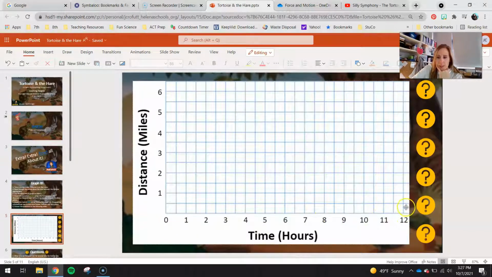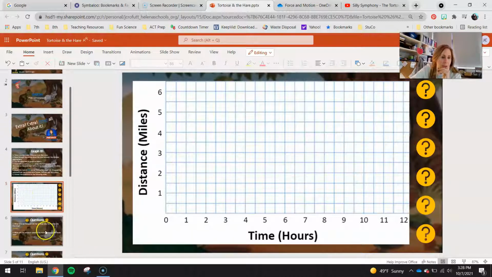Our race took us about 12 hours. You guys are going to see that again in our news articles that we're going to visit here in a second. Okay, our distance is on the y-axis, and it's going to be measured in miles. And you guys are going to see in those news articles that the tortoise and the hare had a 6-mile race. So the highest you'll be graphing on this y-axis is going to be 6 miles right here. Okay, all right, moving on.